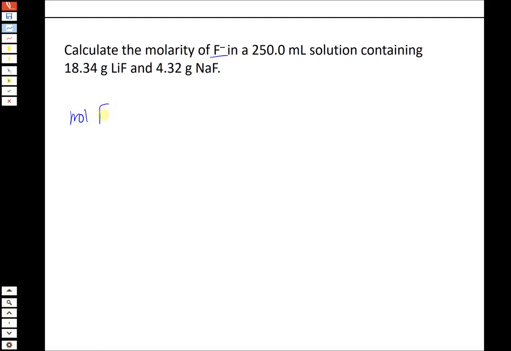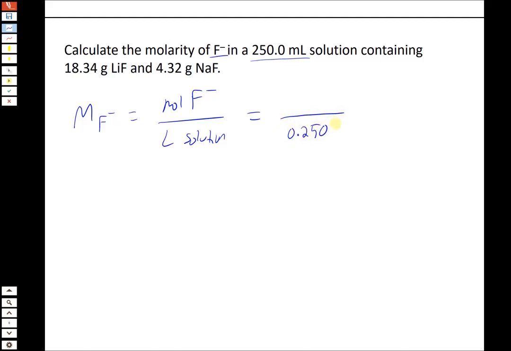So what we need is, for the molarity of F minus, we need the moles of that ion, fluoride, divided by liters of solution. And we're told here that the volume is 250 milliliters for the total solution, so that's going to be 0.250 liters. So we have the volume already. We just have to divide milliliters by 1,000. But we have to find moles of fluoride. In this case, it's going to come from two different things, lithium fluoride and sodium fluoride. Alright, so we have to do two calculations now.